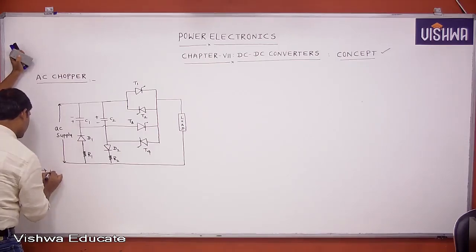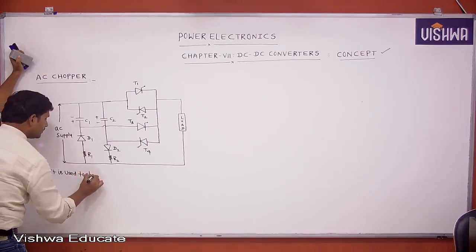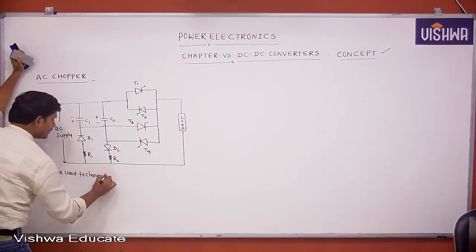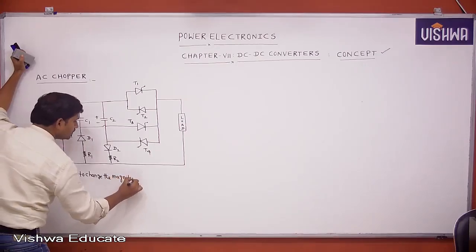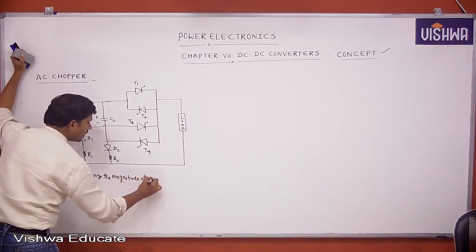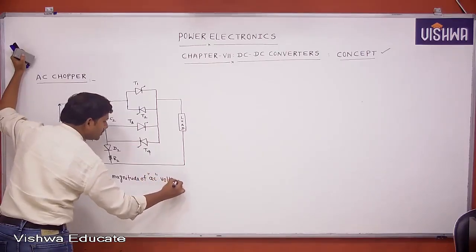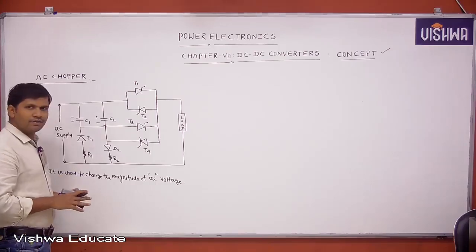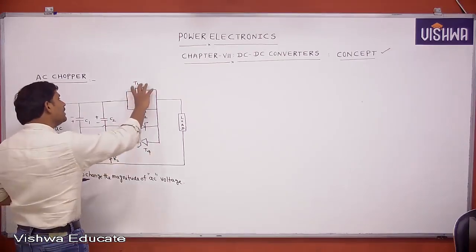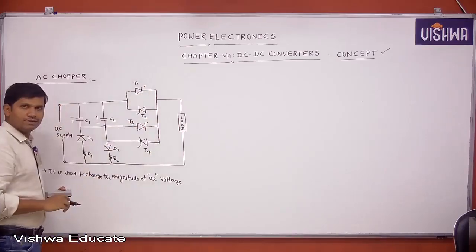The purpose of using AC chopper is to change the magnitude of AC voltage at the output. It is similar to that of an AC voltage controller, but here it is called AC chopper. It is just like an anti-parallel thyristor, but to commutate these thyristors we are using T3, T4 thyristors.